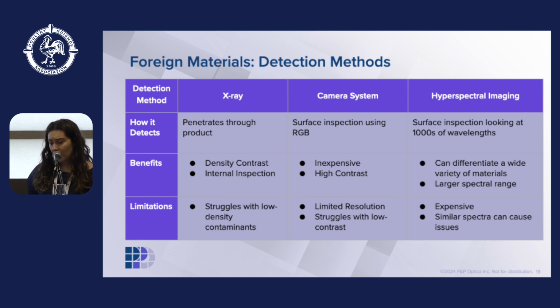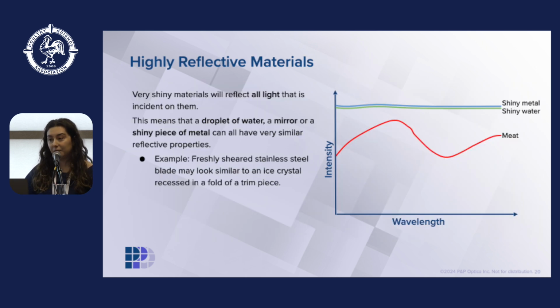Going a little bit more in depth into that, highly reflective materials. Very shiny materials will reflect all light that is incident on them. This means that a droplet of water, a mirror, or a shiny piece of metal can have very similar spectral or reflective properties. This would not be able to be distinguished by a machine because they look spectrally the same.